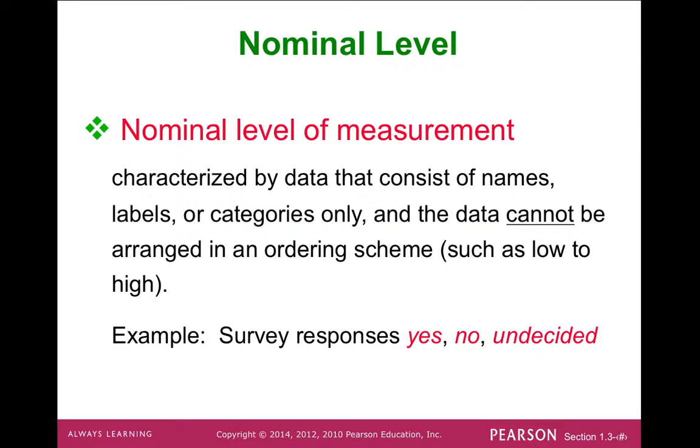So for example, in nominal, survey responses could be coded as yes, no, or undecided. Yes and no and undecided, there really is no particular order. And again, it's characterized by names, labels, or categories only, and there is no ordering scheme.